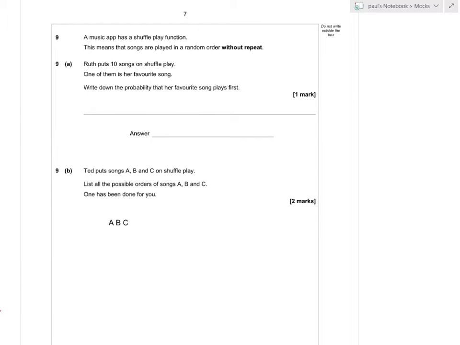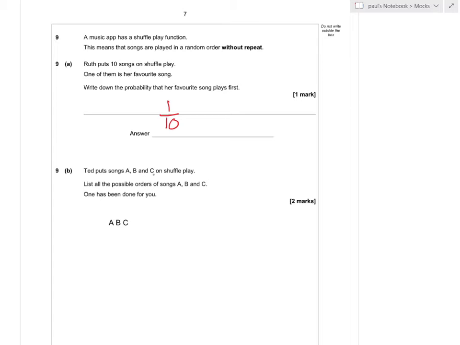Right, so what we've got now: the music app has a shuffle play function, which means the songs are played in random order without repeating. Ruth puts 10 songs on shuffle play. One of them is her favourite song. What's the probability the favourite song plays first? Well, 1 in 10.